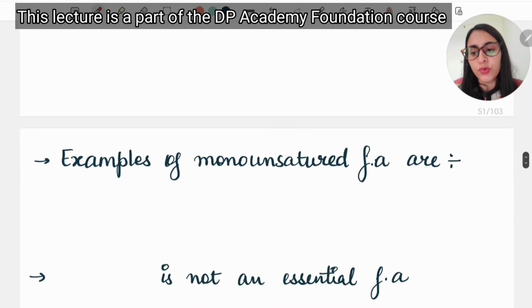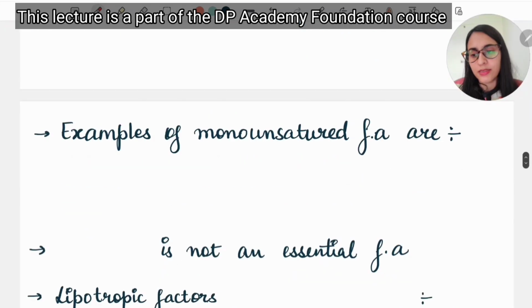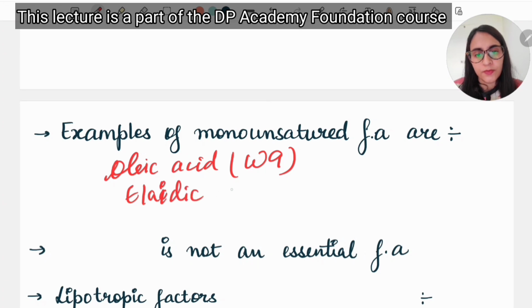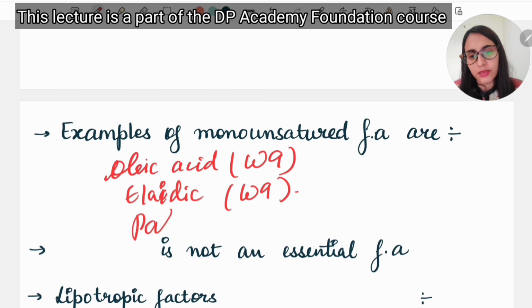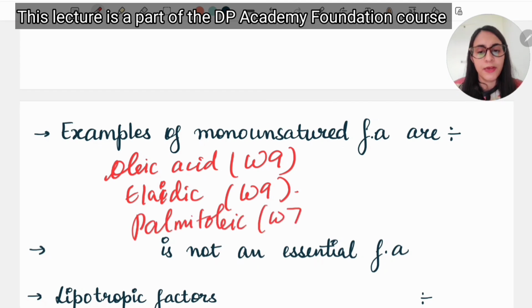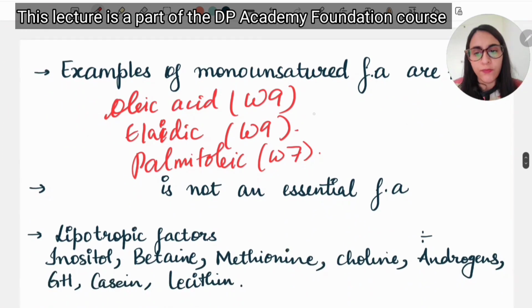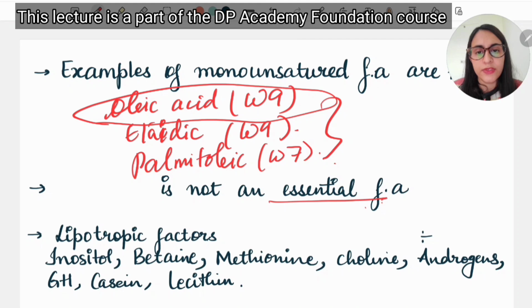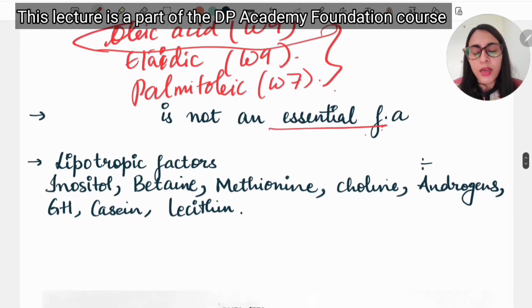Then examples of monounsaturated fatty acids. So they are oleic acid, this is an omega 9. Then elaidic acid, this is omega 9 again, and palmitoleic acid, which is an omega 7. So which of the following is not an essential fatty acid? Oleic acid is not an essential fatty acid.